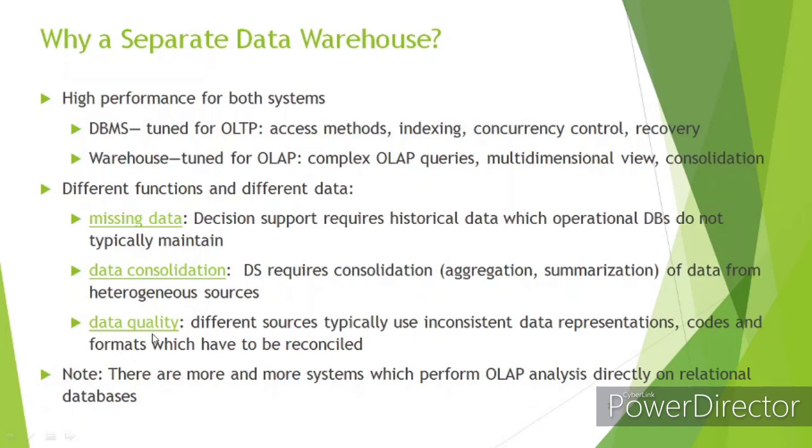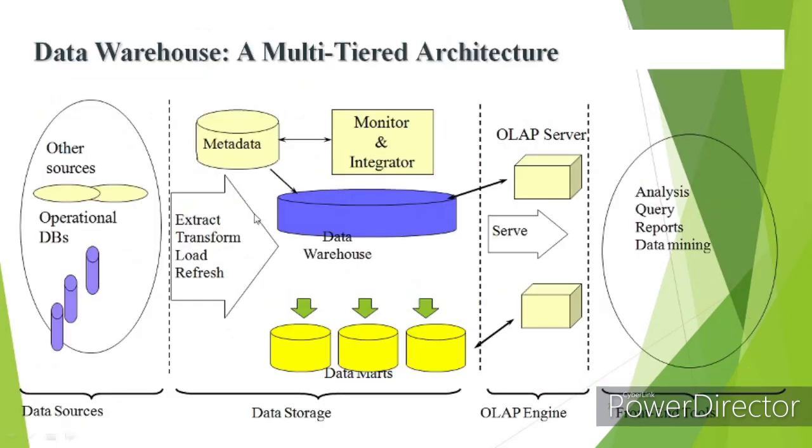Then next is data quality. Data quality means that different sources typically use inconsistent data representations, codes and formats. So the data which we want to retrieve from online or internet sources is present in different formats, which have to be reconciled. The important note here is that there are more and more systems which perform online analytical processing analysis directly on the relational databases. Now we will see the actual multi-tiered architecture of data warehouse.